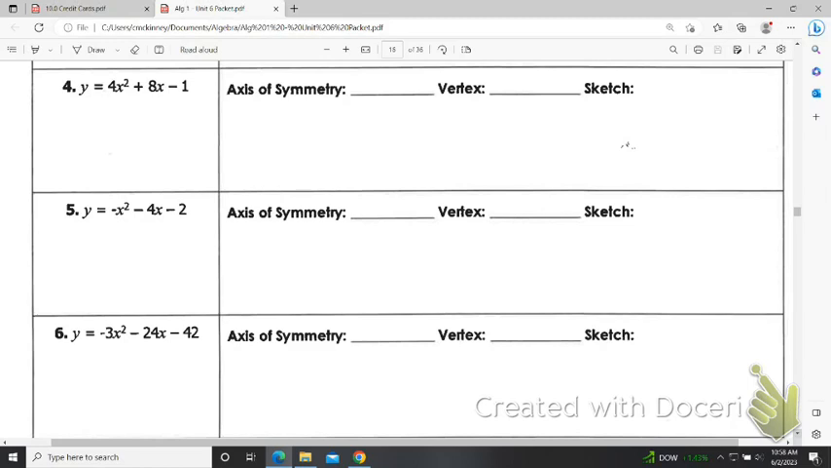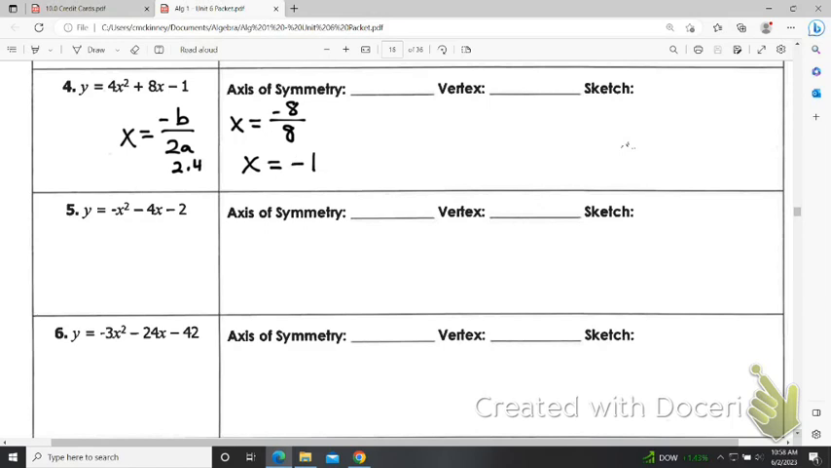All right? So here, axis of symmetry, remember x equals negative b over 2 times a. So in this case, negative 8 over 2 times 4, which is 8. So then x is equal to negative 1.